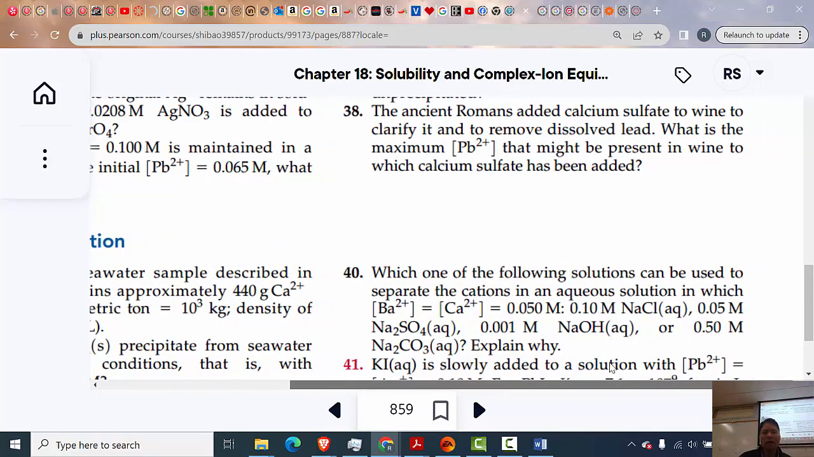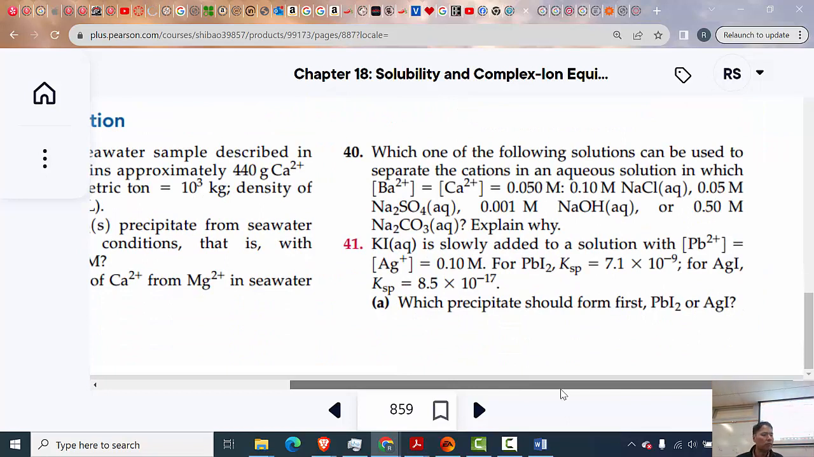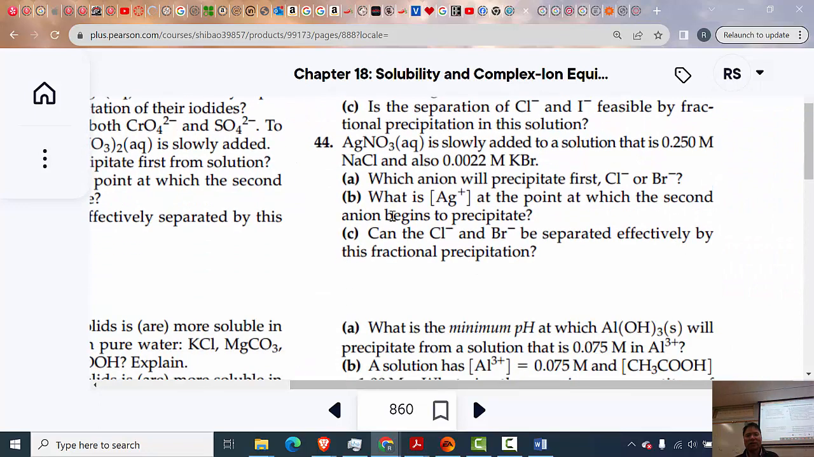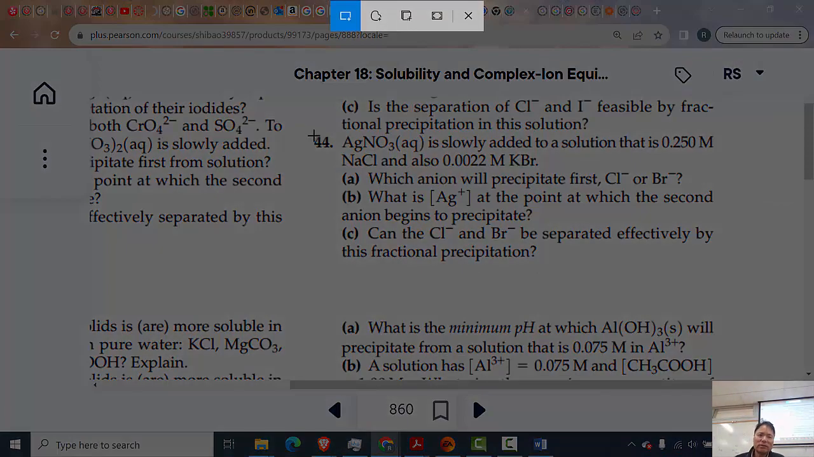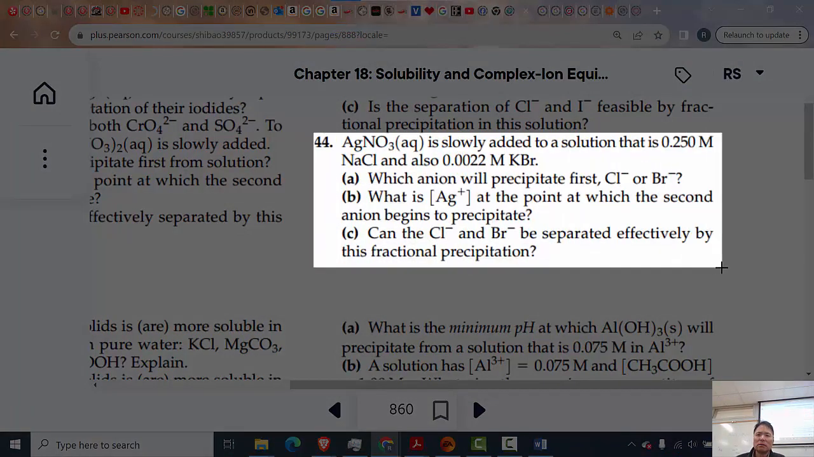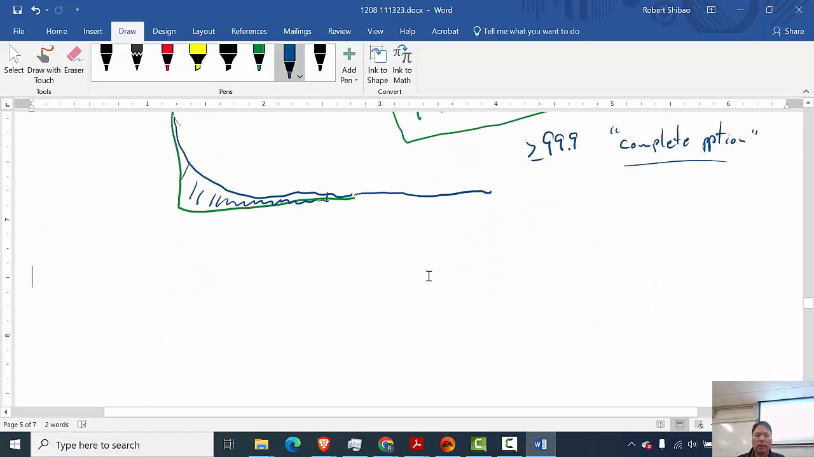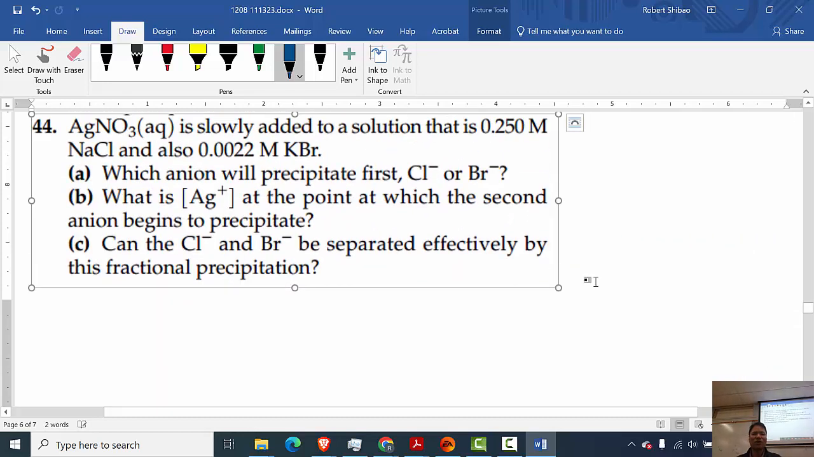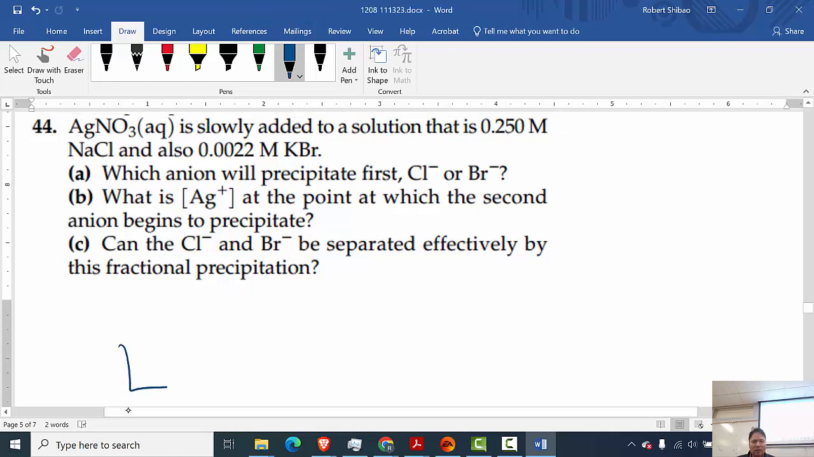So let's take a look at number 44. Silver nitrate is slowly added to a solution that is 0.250 molar sodium chloride and also 0.022 molar potassium bromide. So this is a very difficult separation here. So we have a solution that contains both chloride and bromide. And what we want to do is we want to separate out the chloride from the bromide or the bromide from the chloride.